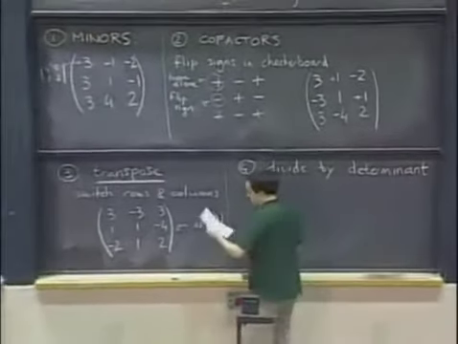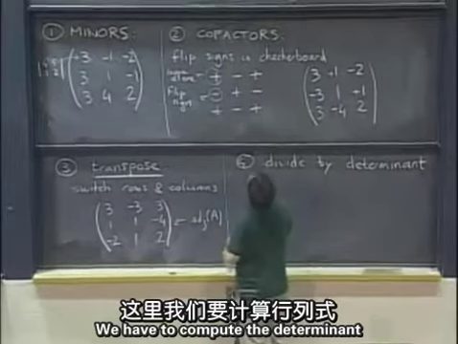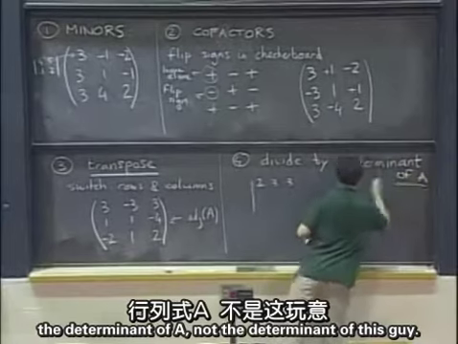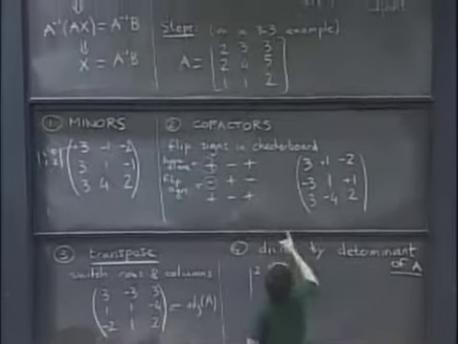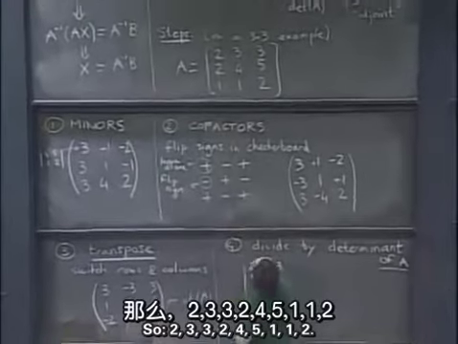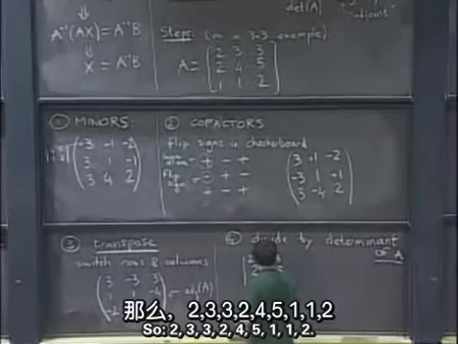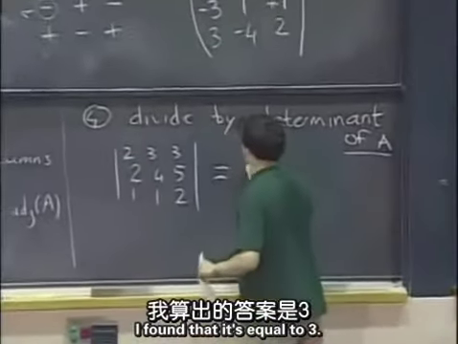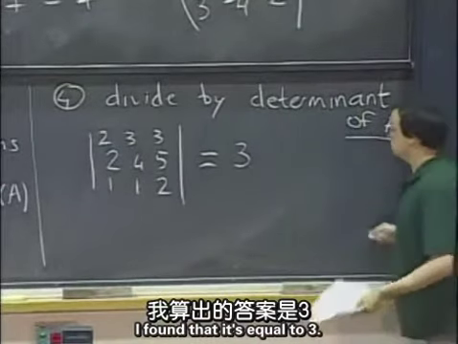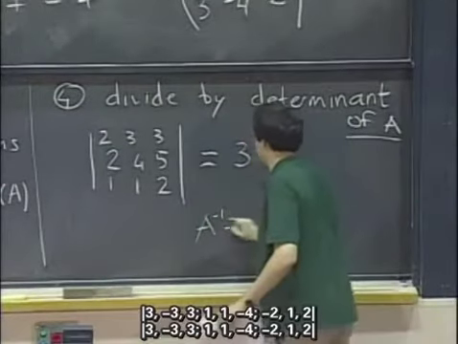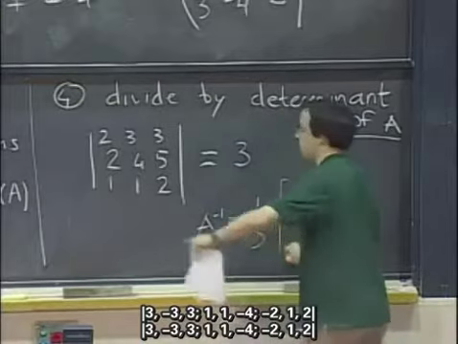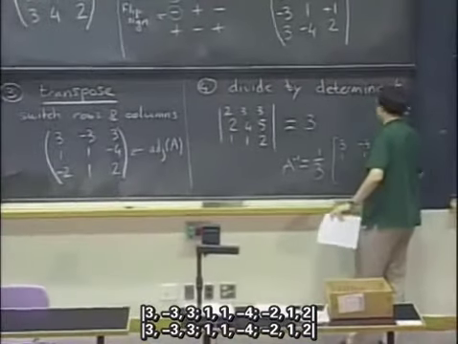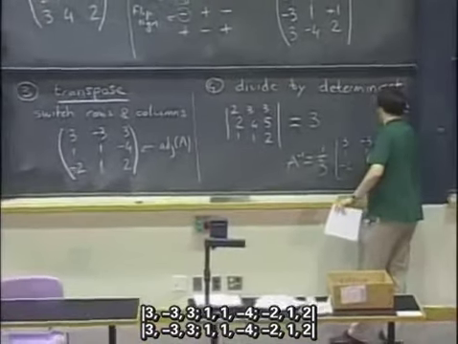So here we have to compute the determinant. I should say the determinant of A, not the determinant of this matrix. So 2, 3, 3, 2, 4, 5, 1, 1, 2. I'll let you check my computation. I found that it's equal to 3. So the final answer is that A inverse is 1/3 of the matrix we got there: 3, minus 3, 3, 1, 1, minus 4, minus 2, 1, 2.